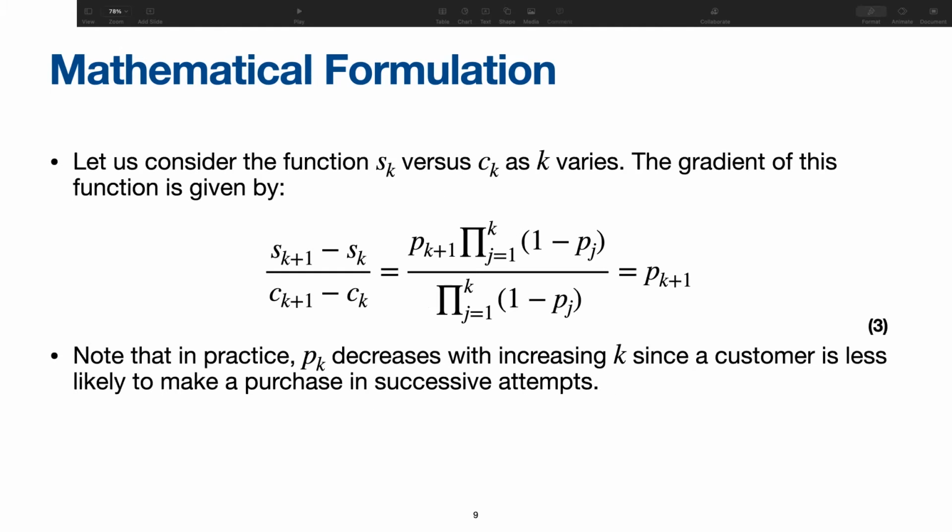Right, so if we consider the function S sub k versus C sub k as we vary k, the gradient of this function is going to be given by equation 3. And what we can take away here is that in practice, P sub k is going to decrease while we increase k. And this would imply that once we make successive attempts towards a customer, the probability of them purchasing this product or service is going to be a bit less likely. Right?